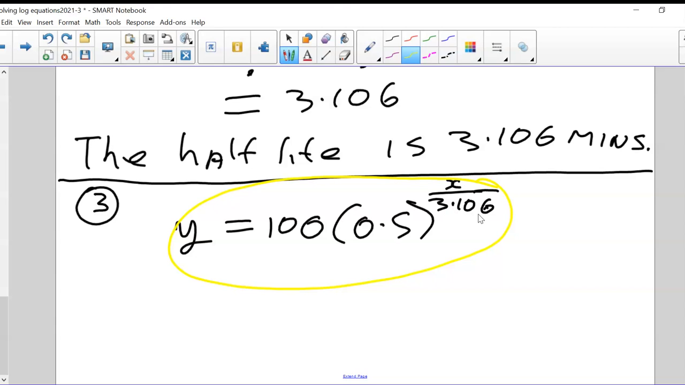So every 3.106 minutes, this substance drops to a half of what it was before. So it is, in fact, Harish, 0.5 as a half-life equation. Put them together on a graph, they're going to look exactly the same. Well, not exactly, because we did round this to be 3.106. So the truth is that it might be a little bit different because this is a rounded decimal. You're confused, Jeremy?